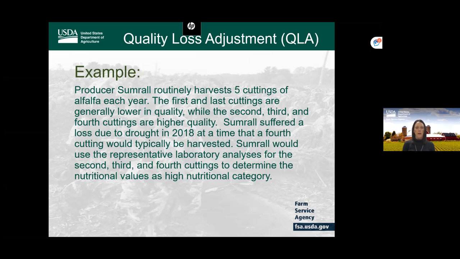Producer Summerall suffered a loss due to drought in 2018 at a time that a fourth cutting would typically be harvested. Summerall would use the representative laboratory analysis for the second, third, and fourth cuttings to determine the nutritional values as high nutritional category.